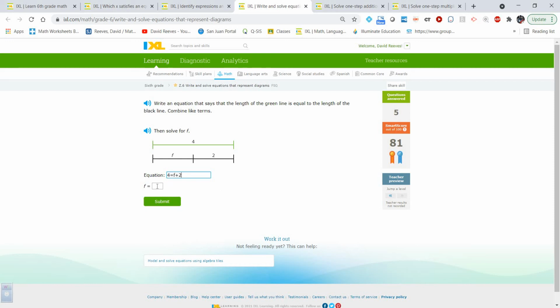All right, but then what's my solution? Well, the inverse of adding 2 is going to be subtracting 2. 2 plus 2 is equal to 4. Do you agree? That's a tough one there. Submit. All right, let's do one more.